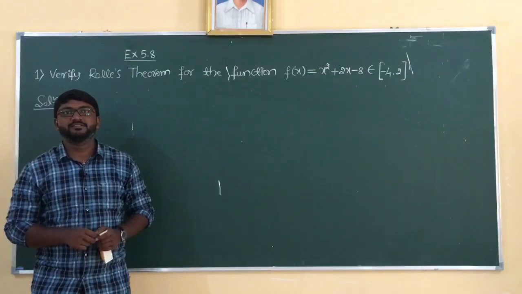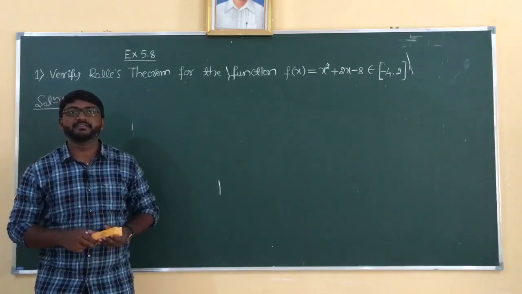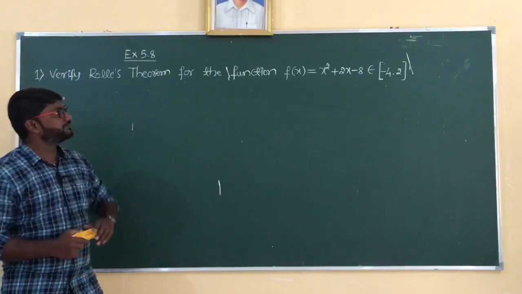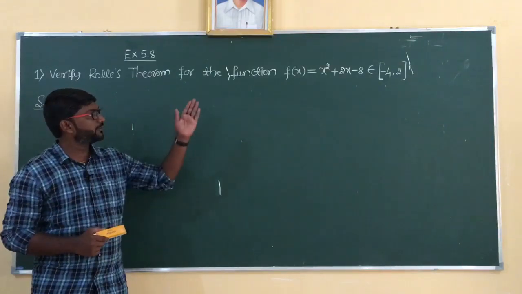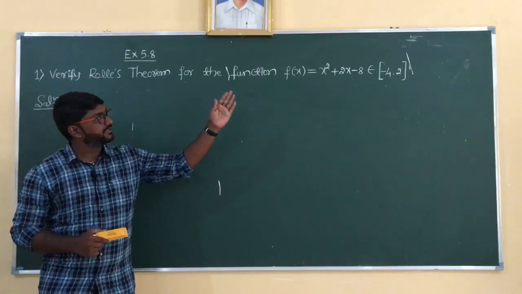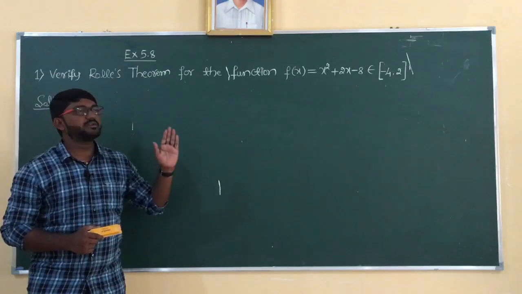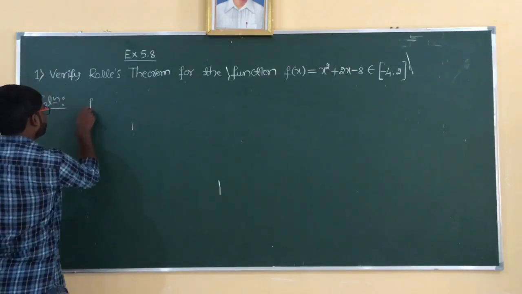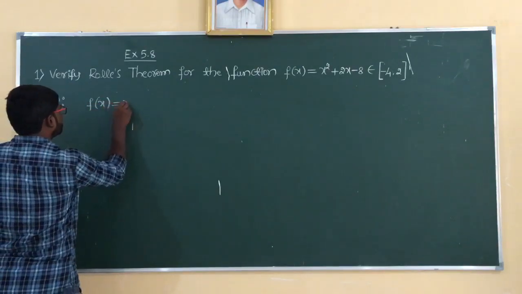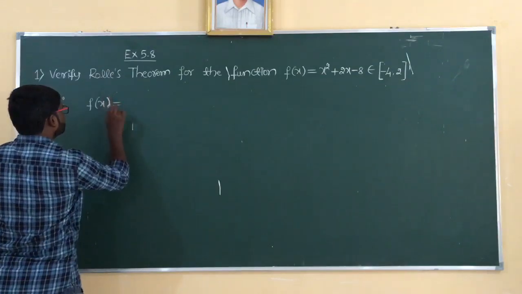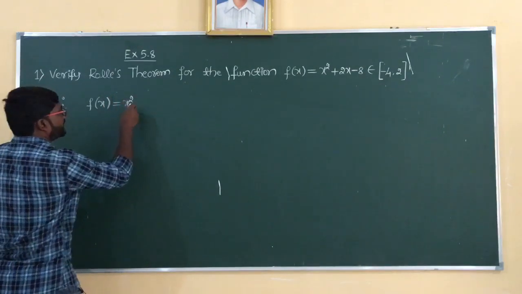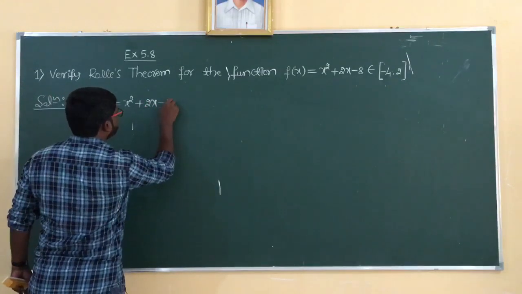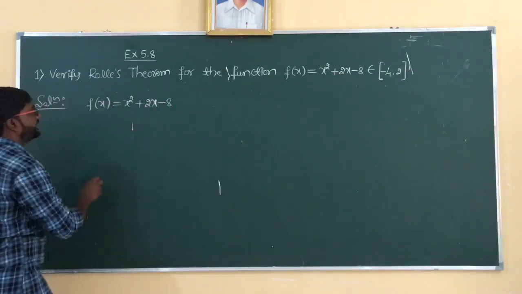Good morning students. So in today's class we'll start with exercise 5.8. The first question is, verify Rolle's theorem for the function f of x equals x square plus 2x minus 8, belonging to the closed interval minus 4 comma 2. So first I will write the given function, f of x equals x square plus 2x minus 8.